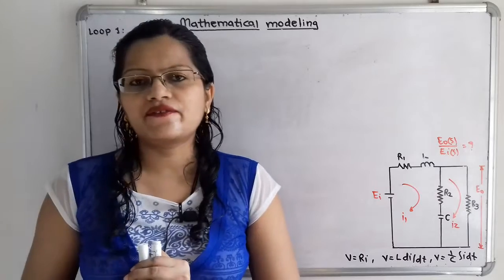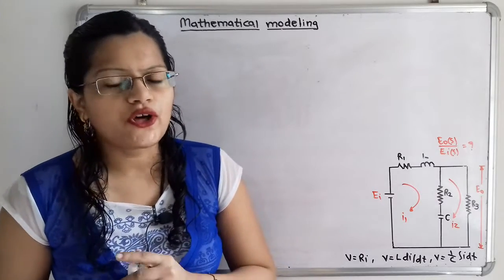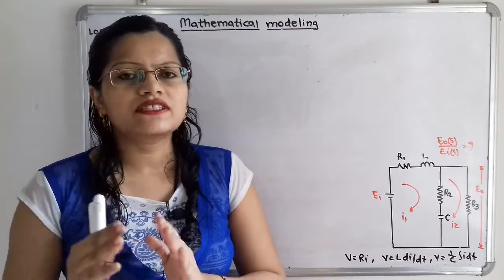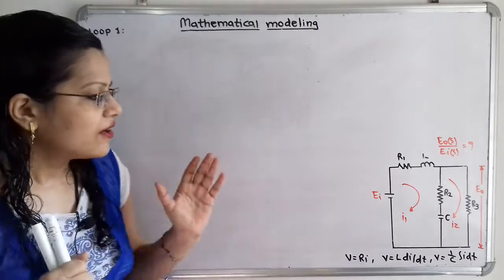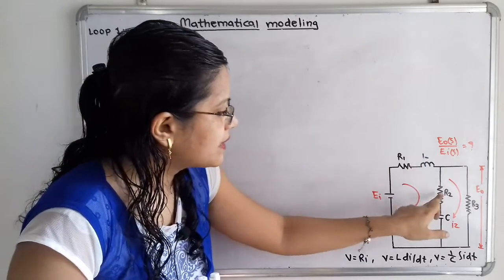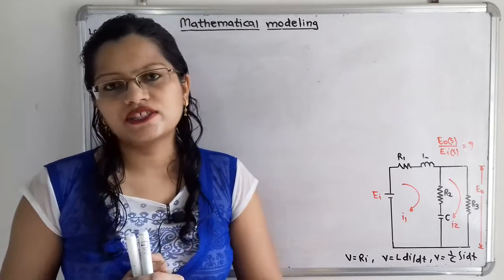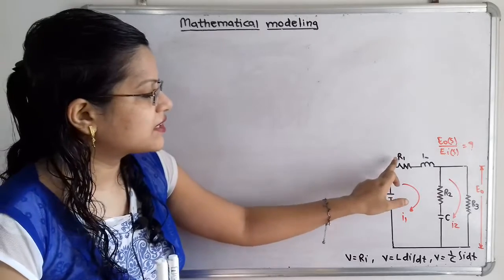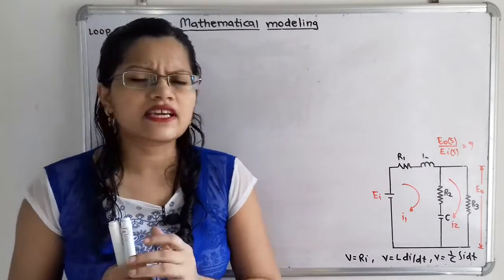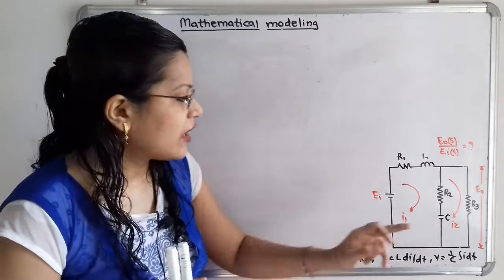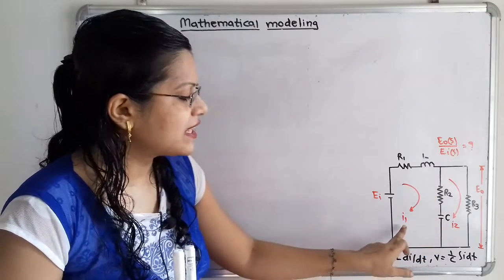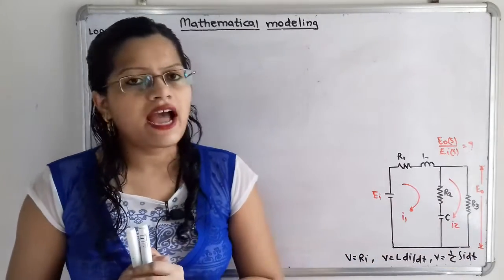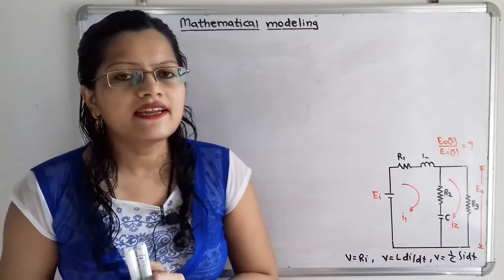Now, how do we write the differential equation? For this, we know that we have to write the input equal to all the elements in terms of voltage V. For resistor R1 and inductor L, the current I1 is flowing. For R2 and C, the voltage is related to currents I1 and I2, and R3 is related to current I2 only.